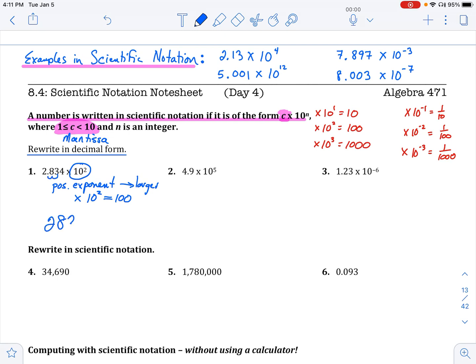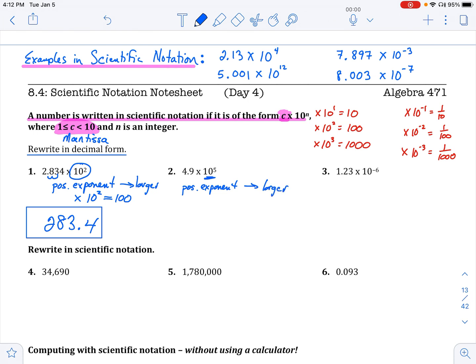Well, to make it larger, we move the decimal place 2 times, and we end up with that larger number, which is 283.4. Again, we take a look here. We're going to be dealing with a positive exponent, which is going to make this number here larger.